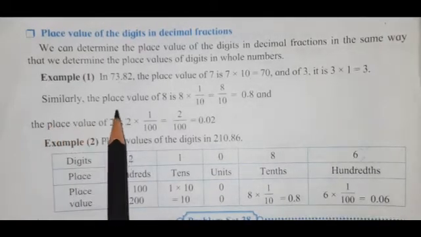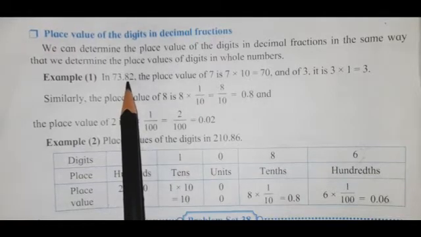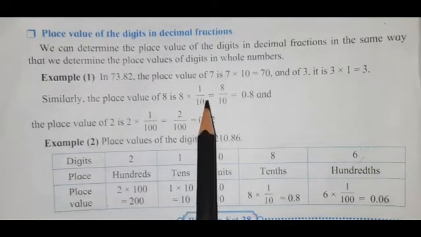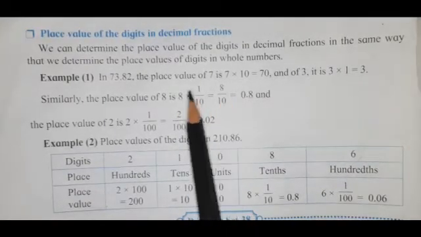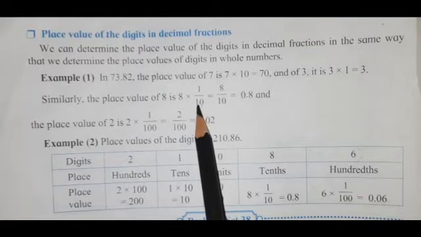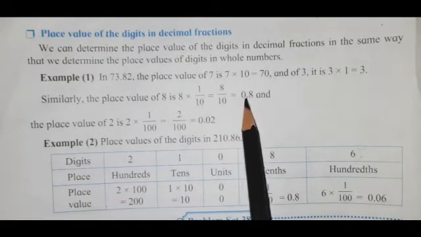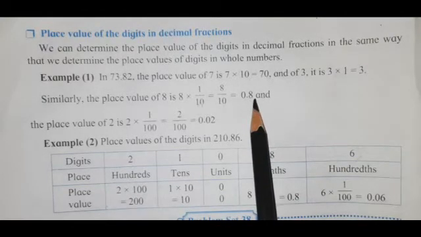Now similarly, the place value of 8: 8 is at the tenths place. So 8 multiplied by 1 upon 10 is equal to 8 upon 10. 8 upon 10 is equal to, we write, 0.8. So the place value of 8 is 0.8.